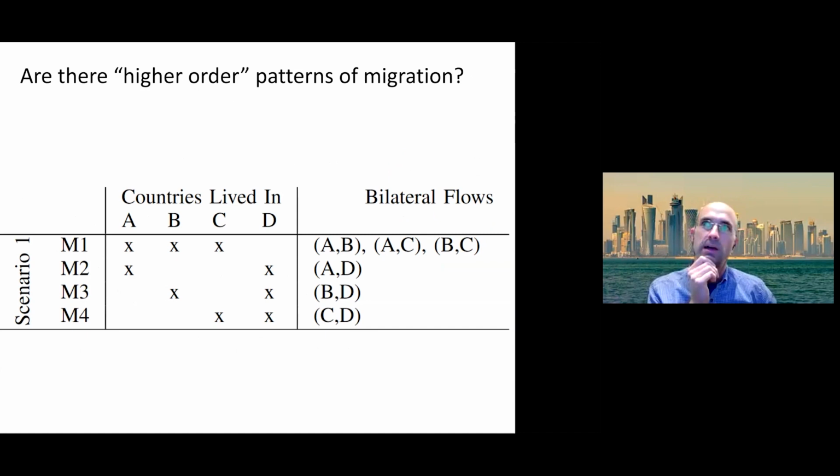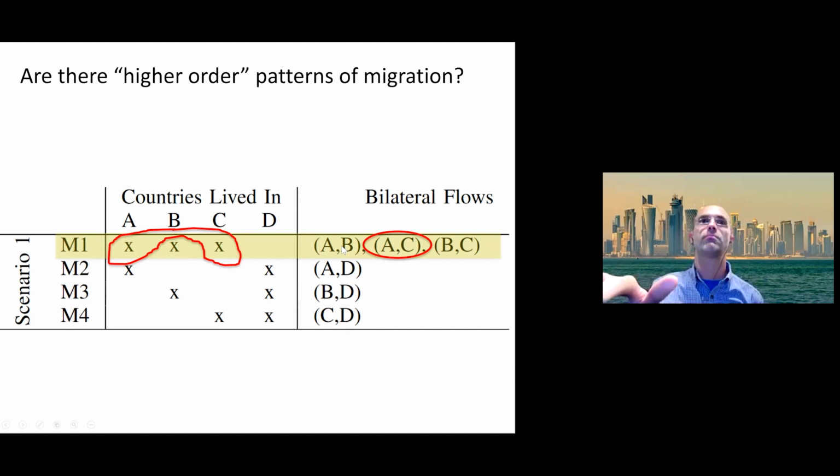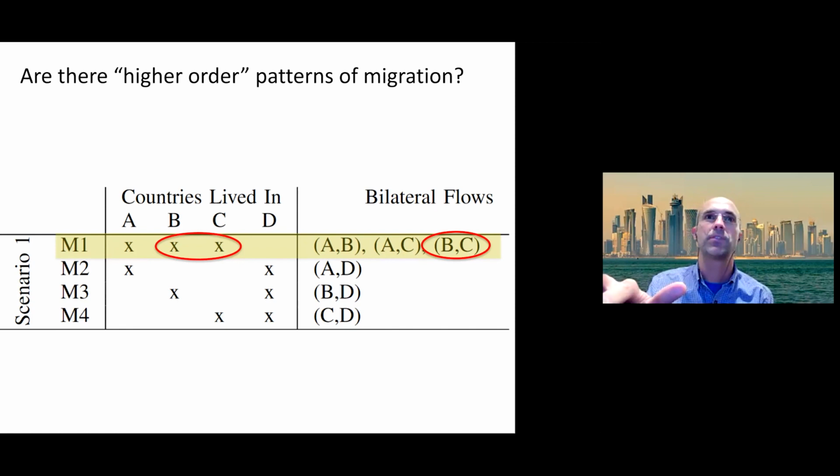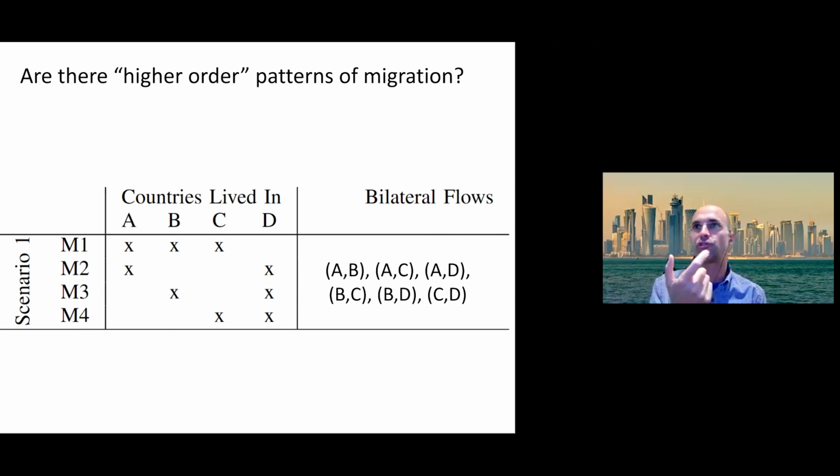Let's look at some examples. Here, the first row is supposed to be data for a particular migrant, migrant one. This particular person has lived in three countries, A, B and C, and this generates bilateral flows between A and B, A and C, and between B and C. All these pairs are derived from the set of countries that this person has lived in together. Similarly for the others, it's simpler, with only a single pair of countries. If you combine all of these, these four migrants give rise to a single co-occurrence count for these six different pairs of countries.